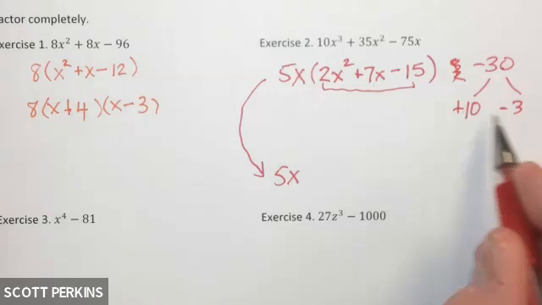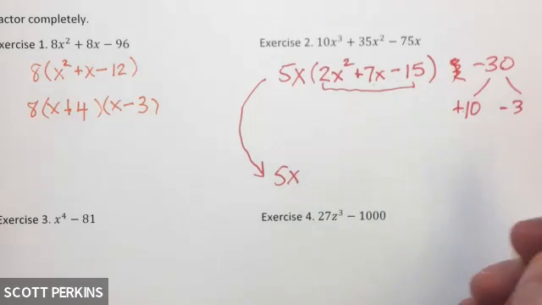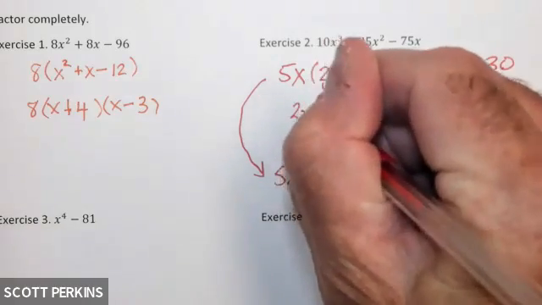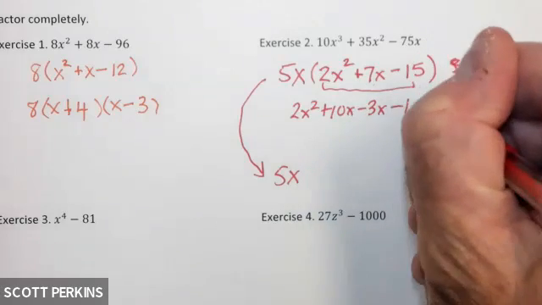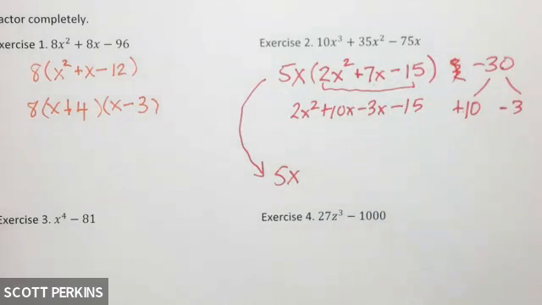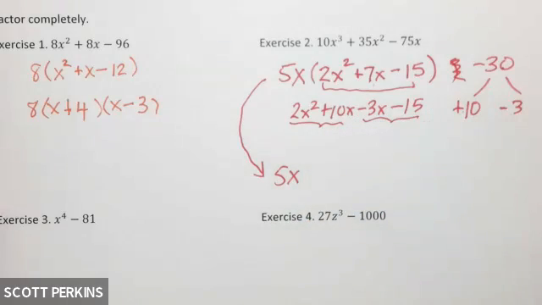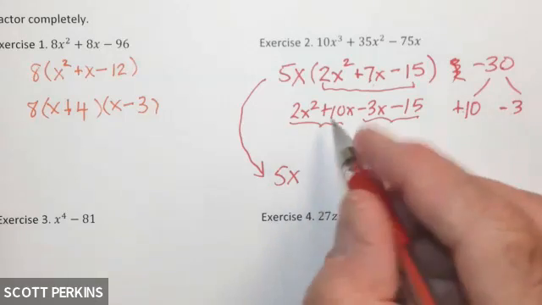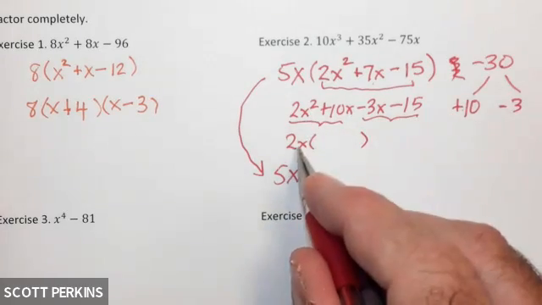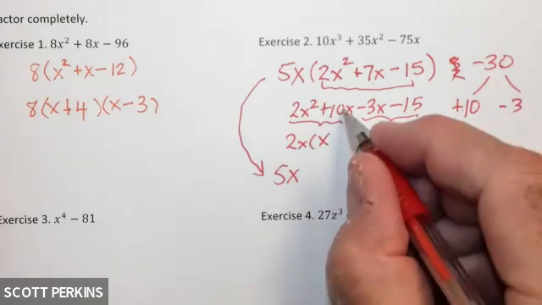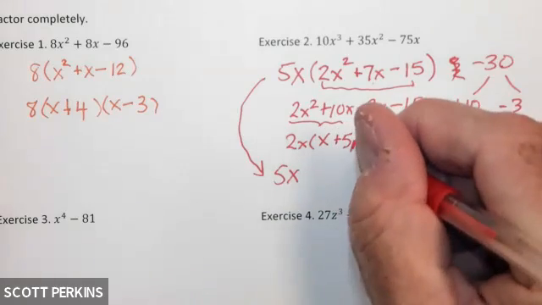So now I'm going to take these 2 things and I'm going to use them to split this polynomial with 3 terms into a polynomial with 4. So I've got 2x squared plus 10x minus 3x minus 15. And now I'm going to group. That's the whole point to this, is to use grouping. Out of the first 2, I can take a 2 and an x. 2x squared, I factor out 2x, leaves me x. 10x, factor out the 2x, leaves me 5x, or not 5x, sorry, just the 5.